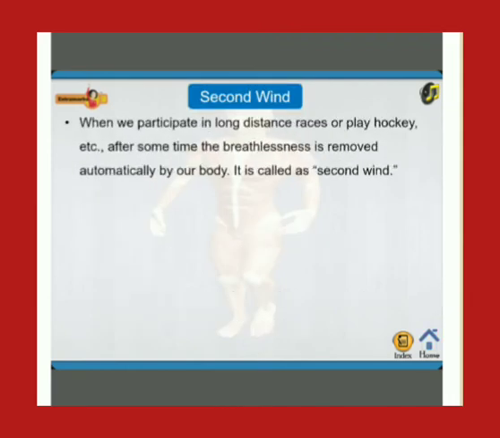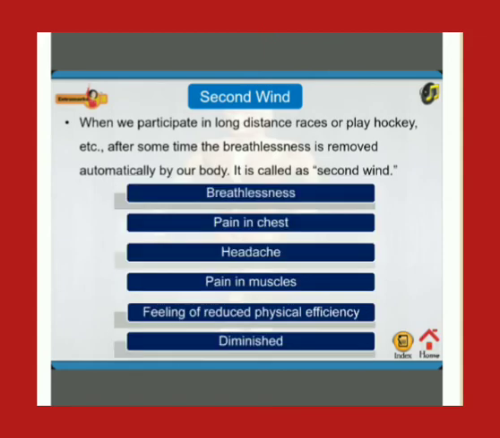When we participate in long-distance races or play hockey, etc., after some time the breathlessness is removed automatically by our body. It is called second wind. Discomfort that we face in the beginning includes the following symptoms: breathlessness, pain in chest, headache, pain in muscles, and feeling of reduced physical efficiency.